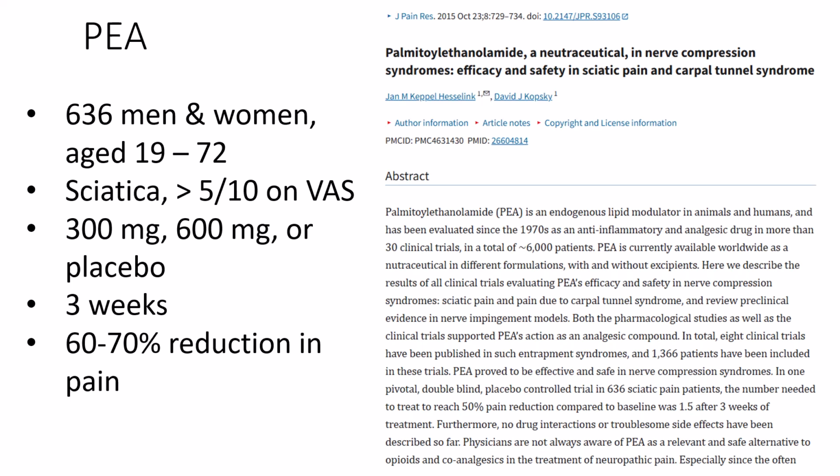The participants were randomly divided into 3 groups, and the groups received either a placebo, 300 milligrams of PEA, or 600 milligrams of PEA daily for 3 weeks. The group that took 600 milligrams of PEA daily reported a 60 to 70% reduction in pain after 3 weeks.